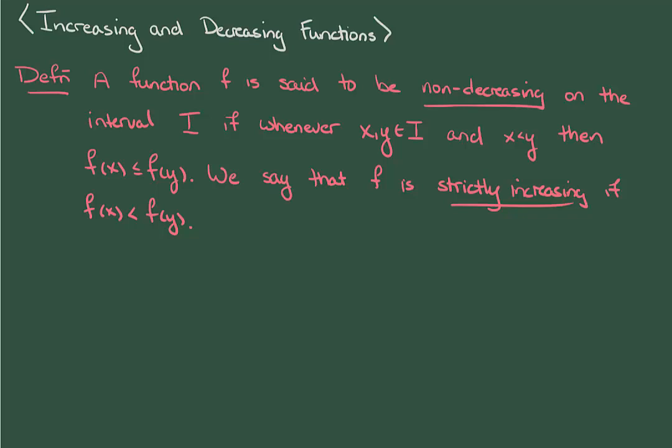An important concept in both mathematics and its applications is to determine when a function is getting bigger or smaller. The technical definition is to say that a function is non-decreasing on an interval I if whenever x is less than y, then f of x is less than or equal to f of y, and strictly increasing if that inequality becomes strict, that is, f of x is strictly less than f of y.